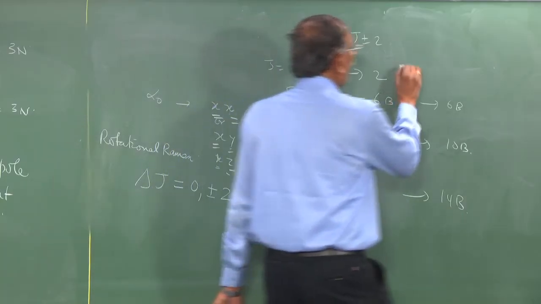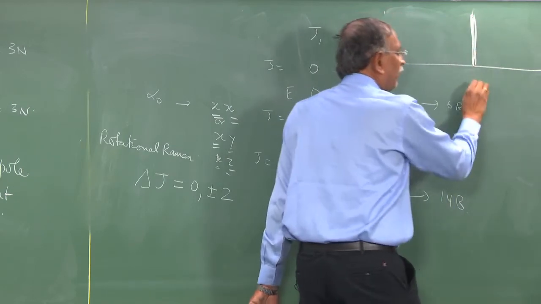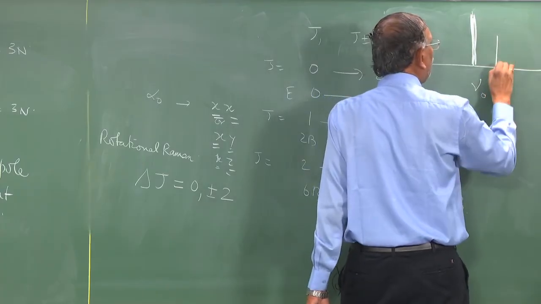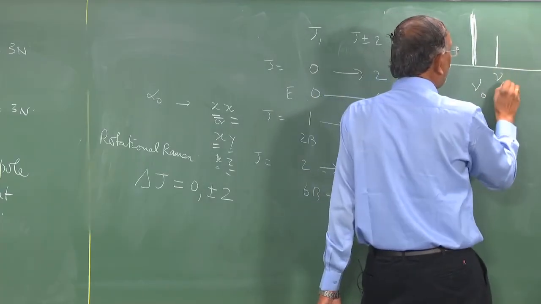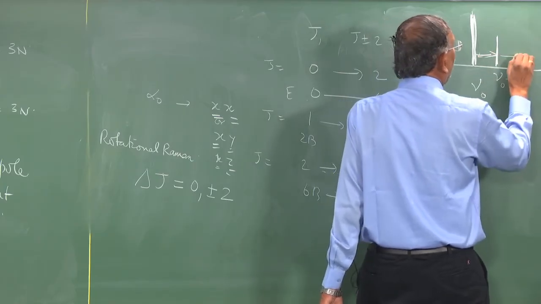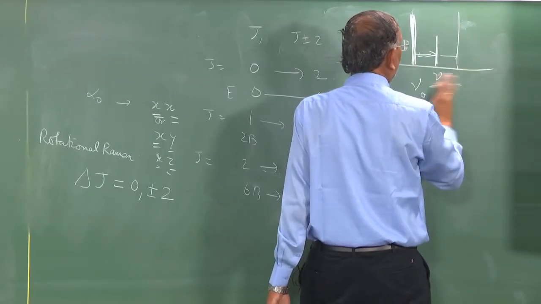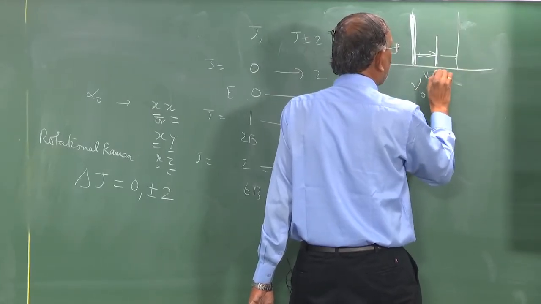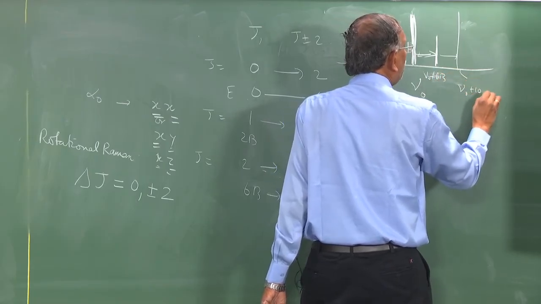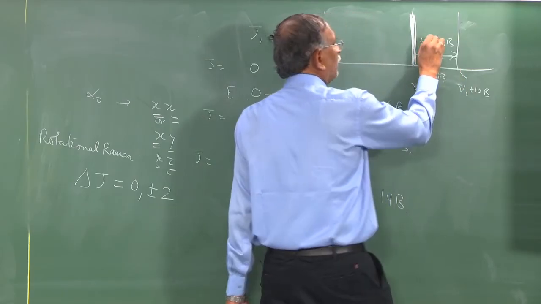Therefore, in the Raman spectrum, the Rayleigh line, which does not have any frequency shift, nu 0, is now accompanied by the anti-Stokes lines, namely nu 0 plus 6B as the first gap, and then nu 0 plus 10B, and the gap between the two is 4B. This is 6B.